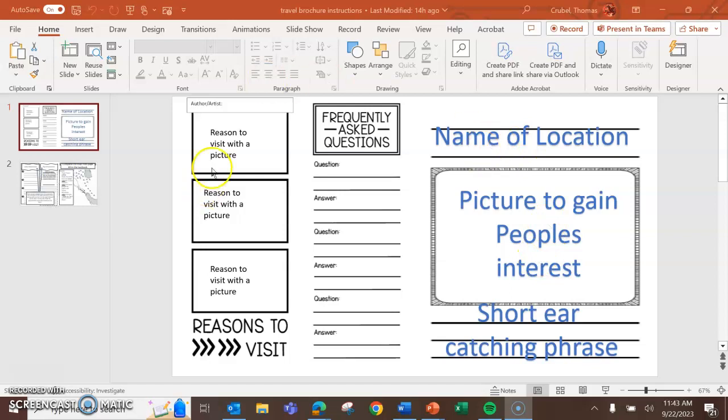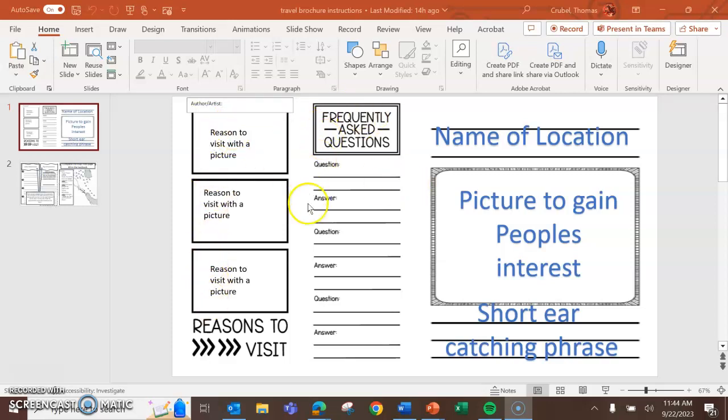On the front and the back page, because remember when you fold it over, this becomes the front, this becomes the back. On the front, you need the name of the location, Ancient Sumer, some sort of a picture to help gain people's interest, something that's eye-catching. Down below, some sort of an ear-catching phrase, kind of like a slogan. On the back side, you need 3 small pictures with reasons why they should come visit there. Like remember on mine, I had a picture of a mud brick house, and my caption was quality built mud brick homes. And so you need to have 3 of those.